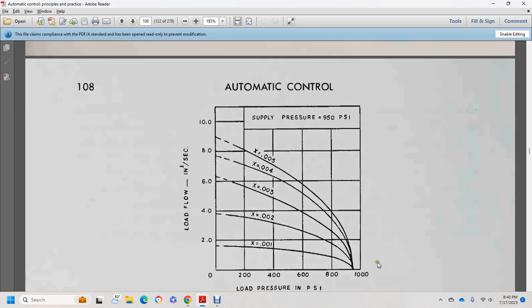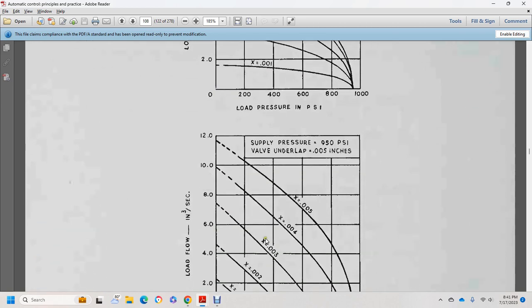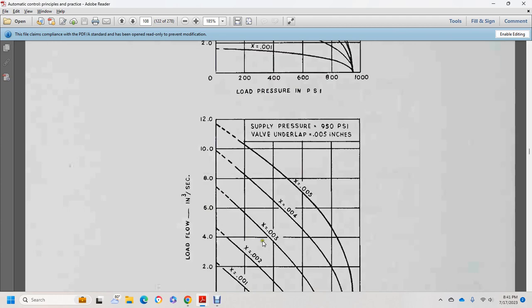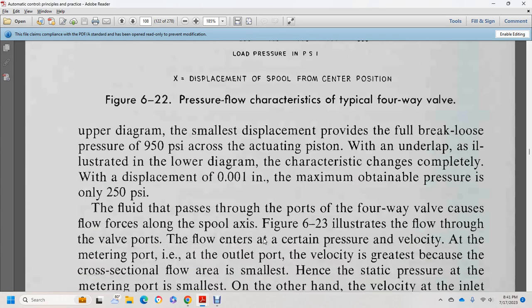the load flow in cubic inches per second against the load pressure in psi, at a supply pressure of 950 psi. And then load flow at a supply pressure of 950 psi for a valve underlap of 500ths. With the small displacement provided, the full pressure of 950 psi covers the actuating piston, and the underlap illustrated in the load diagram characteristic is complete, with a displacement of 100th of 1,000th of an inch and a maximum attainable pressure of only 250 psi. Fluid passes through the ports of the four-way valve, and the flow force acts across the spool axis.